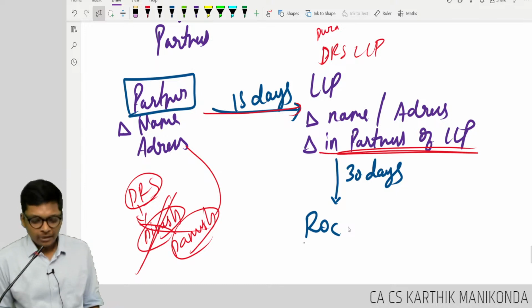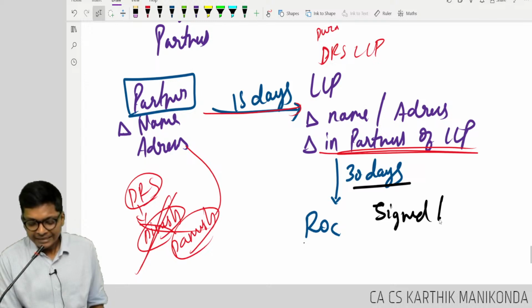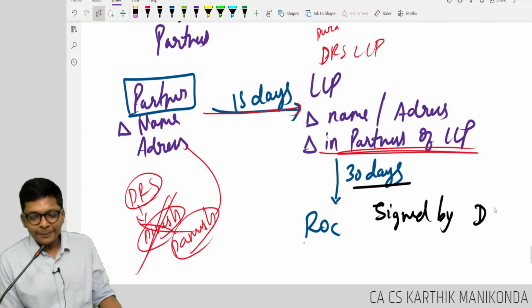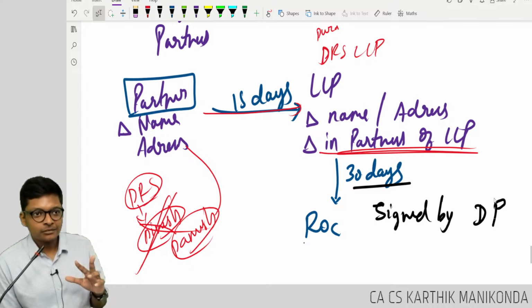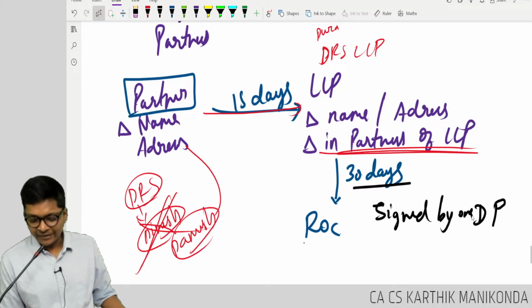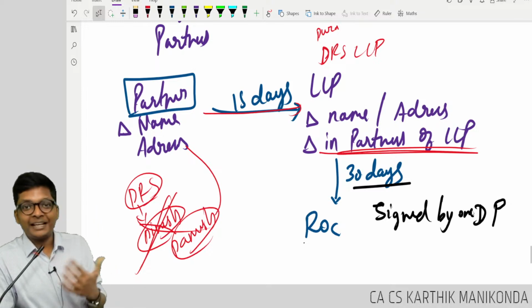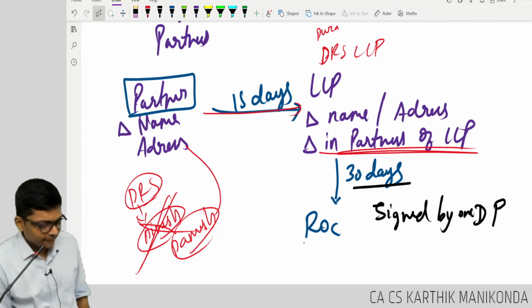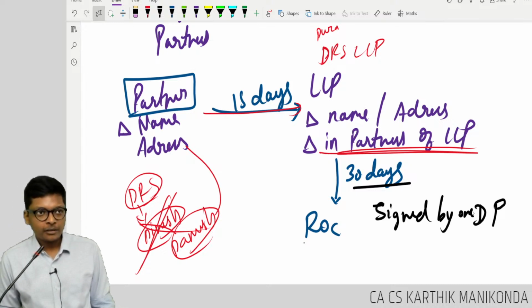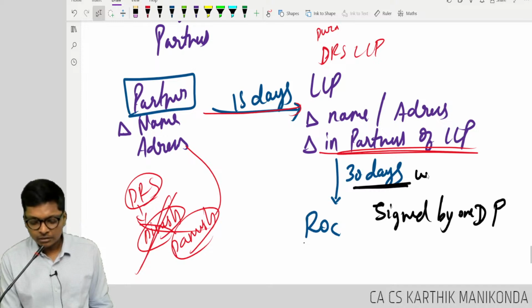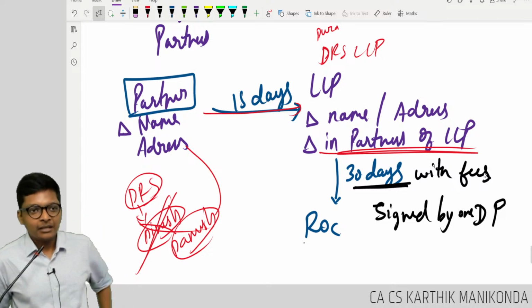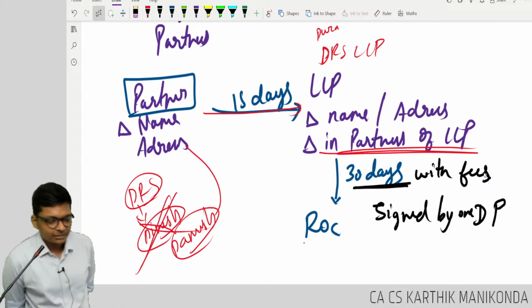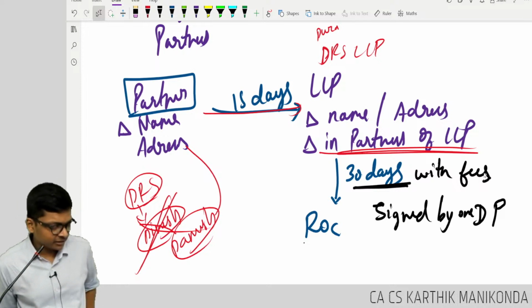Penalty, punishment. In this intimation, this has to be signed by whom, guys? Can you guess? Signed by designated partner. How many DPs should sign? One. Signed by one DP. I am only asking questions. It should be signed by one designated partner. Now file within 30 days with fees. Some small fees will be there, like when you file for exam, one small fee. File within the prescribed time with fees.